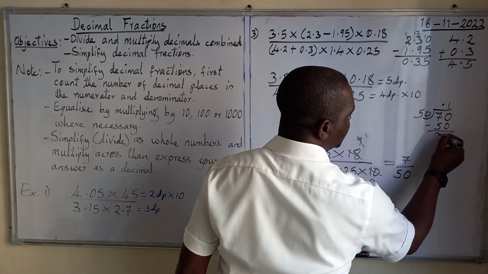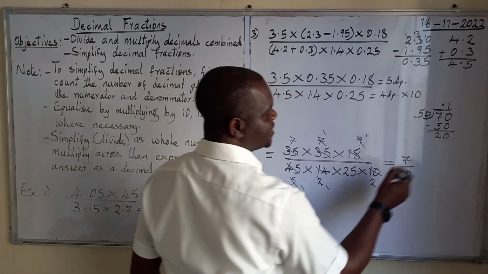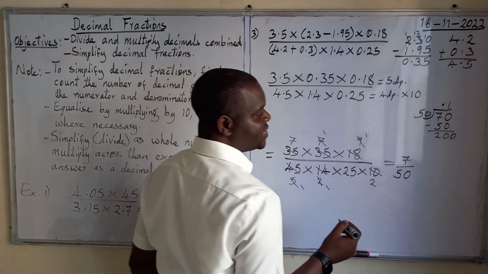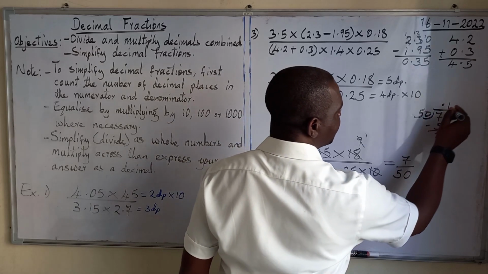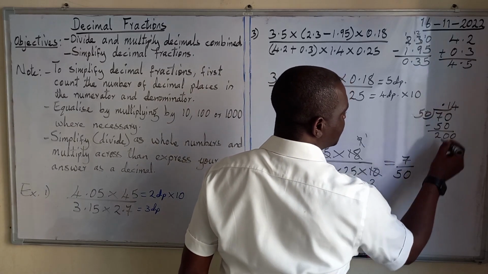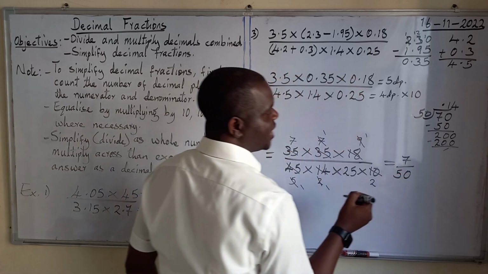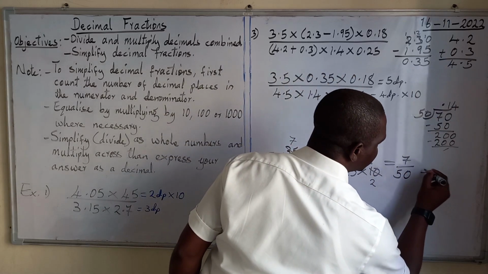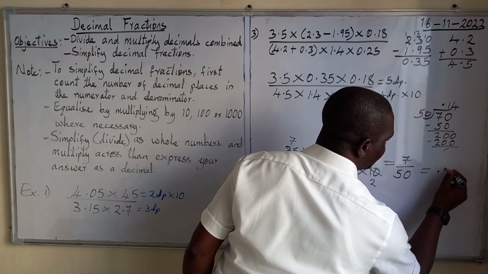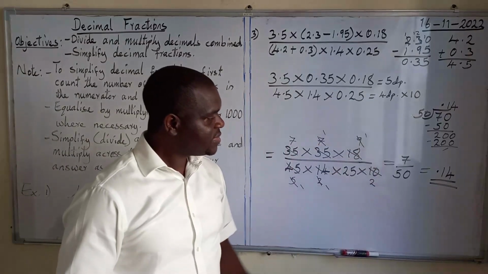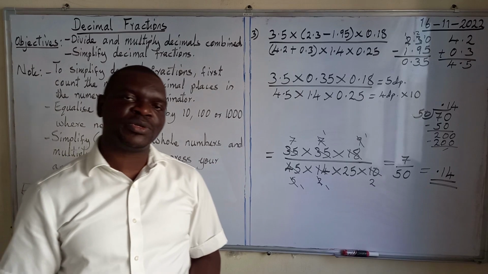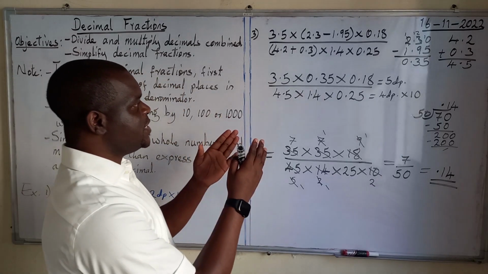The difference will be 20. 20 is less, so you can affix another 0. 200 divided by 50 is 4 times. 4 times 50 is 200. And the difference here is nothing. So the answer as a decimal will be 0.14.